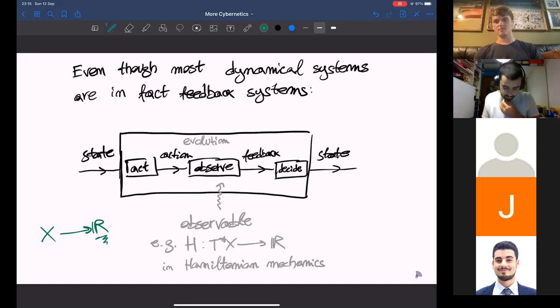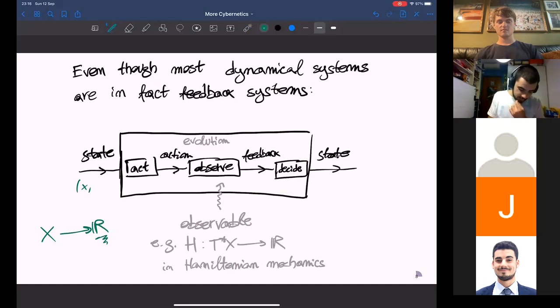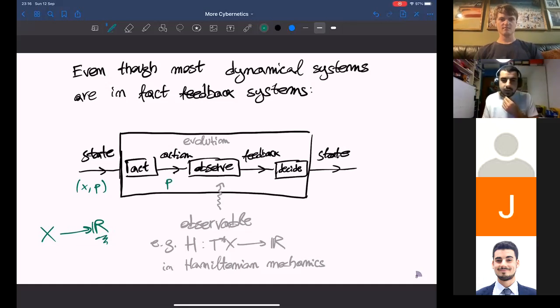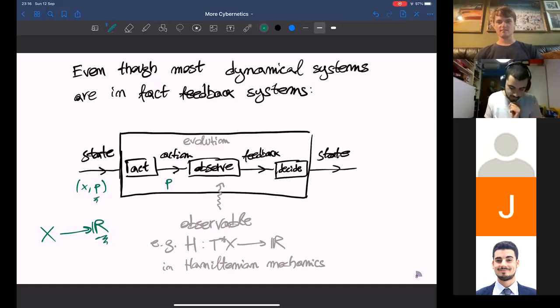For example, Hamiltonian systems: you have the state, which is a pair of a position and a momentum vector, okay, which is telling me where I am and where I'm going. And then you can imagine the action as being basically just look at P, okay. My action is I move an infinitesimal step in the direction prescribed by my momentum, okay. And then my observation is look at the Hamiltonian, and what is it telling me about the dynamics that surrounds me? So about the world that surrounds me.